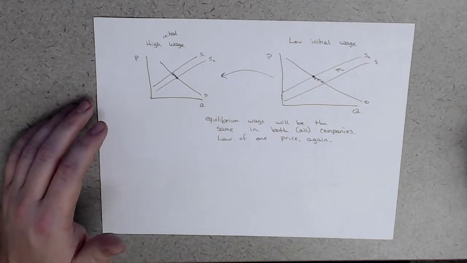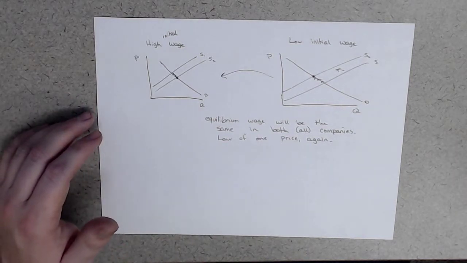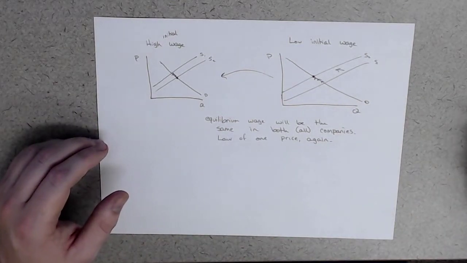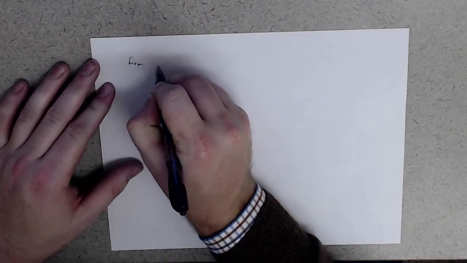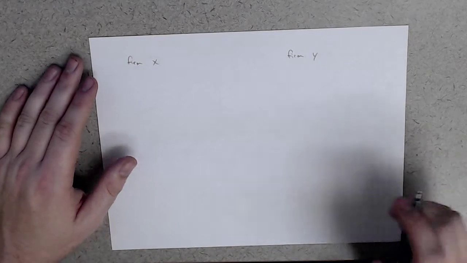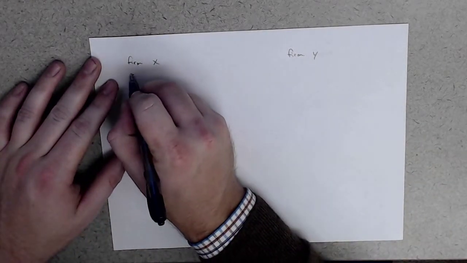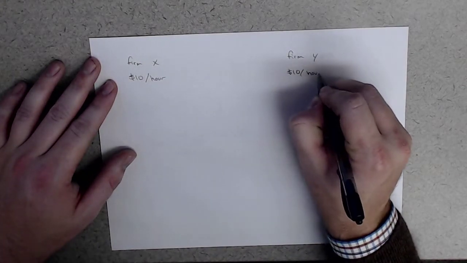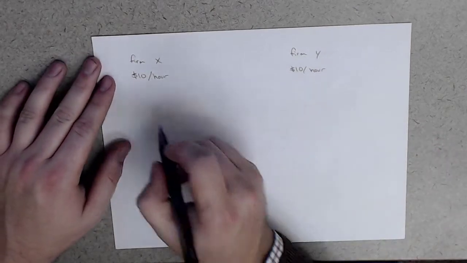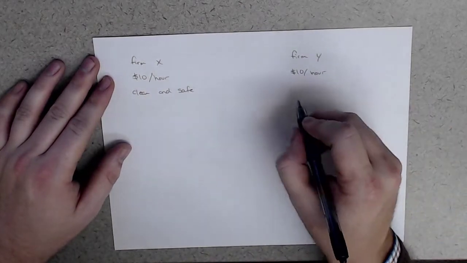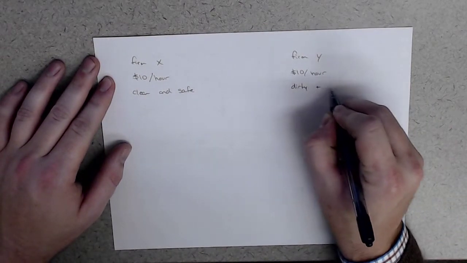Now, obviously, this isn't the case in the real world, right? And so there must be some means of allocating these workers among the employers, okay? So suppose that we have two firms, X and Y. Both offer low-skilled workers $10 per hour, okay? So $10 per hour and $10 per hour, okay? But X is clean and safe, and Y is dirty and dangerous.